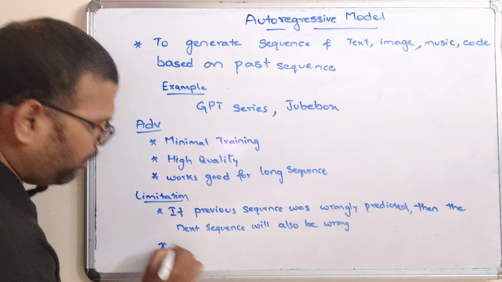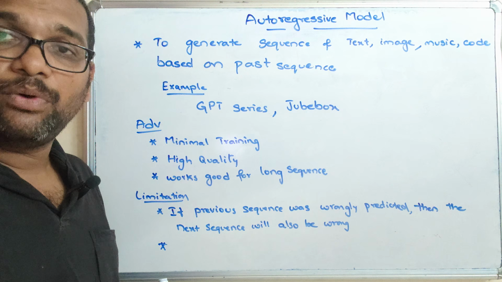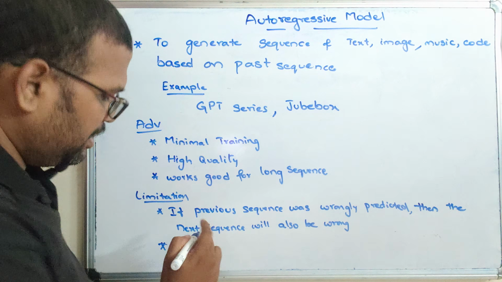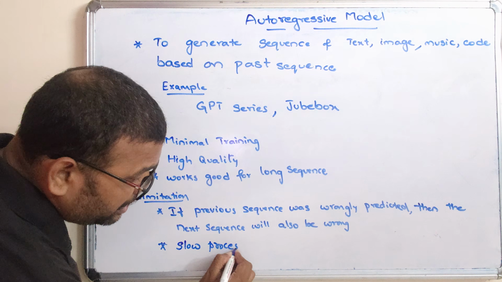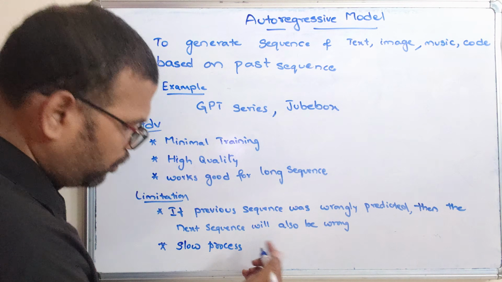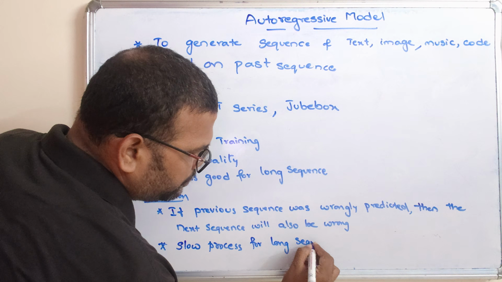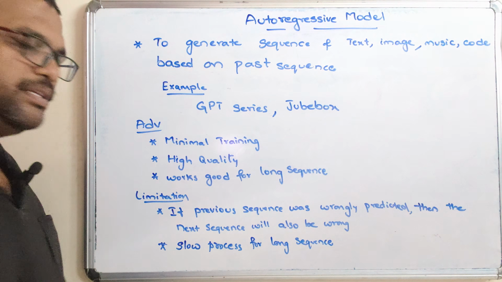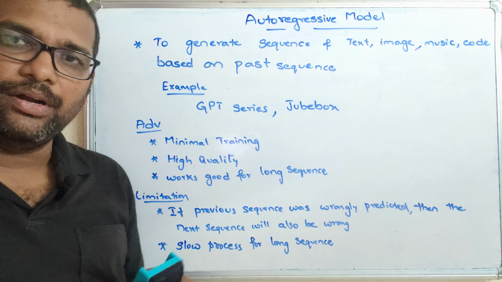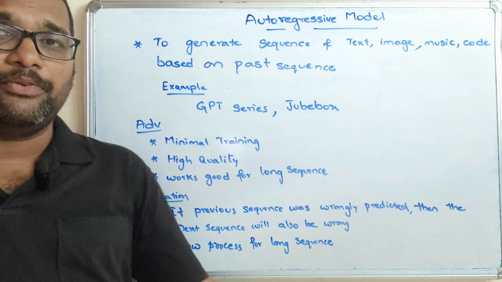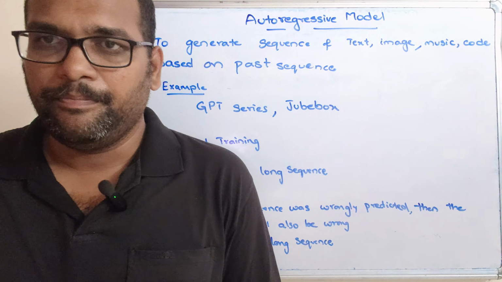And one more thing: whatever advantage we wrote here, that it works well for long sequences, the same thing is a disadvantage in this particular model, that it is a slow process, because every time it will be predicting the sequence. It is a slow process for a long sequence. This is one more disadvantage, because in every iteration it predicts one word. So if it is a long sequence, automatically it will take some time to generate the complete text in a sensible manner.